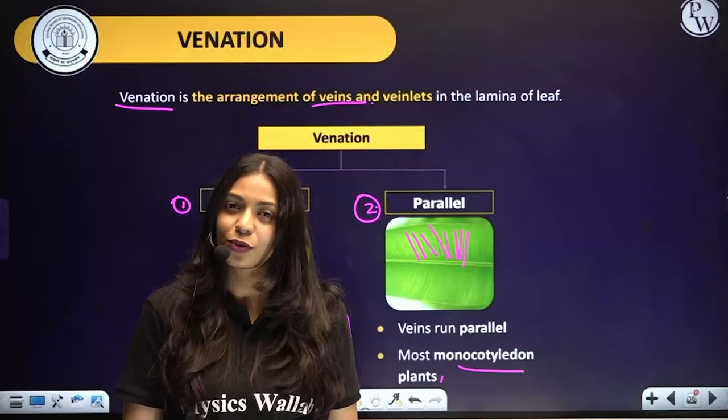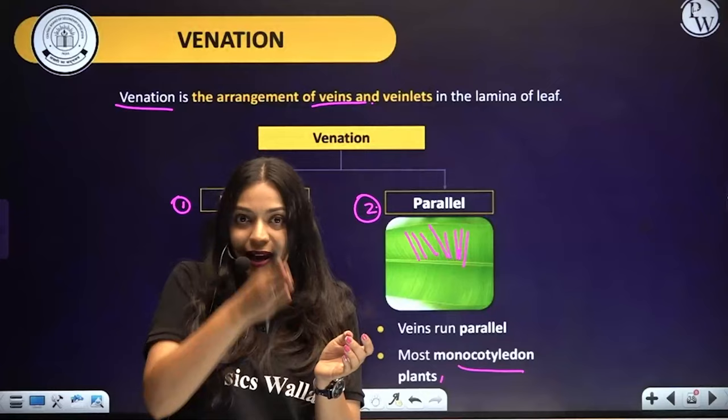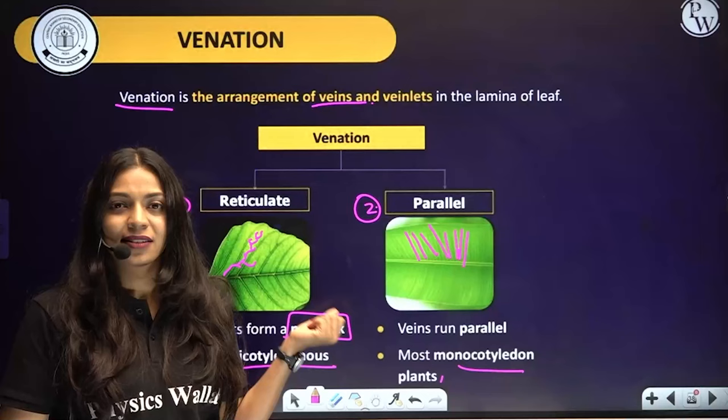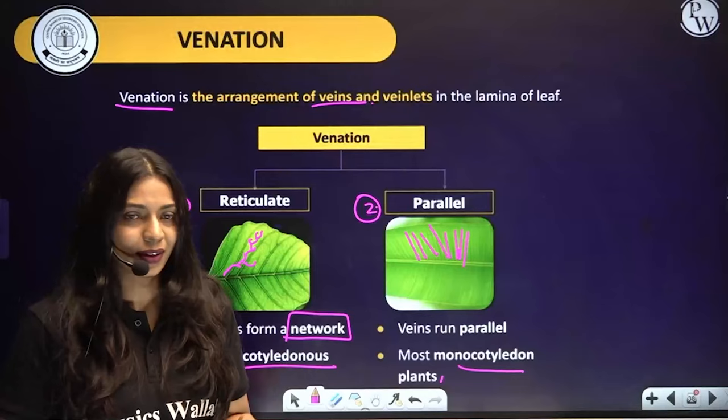If you observe the leaves, you can see that lines are running along its length parallel to each other. Those lines are nothing but veins, and those veins contain xylem and phloem. Okay? If you observe dicot plants like mango or peepal or banyan, then you will see that in the lamina, the veins are arranged in the form of a network. Okay.